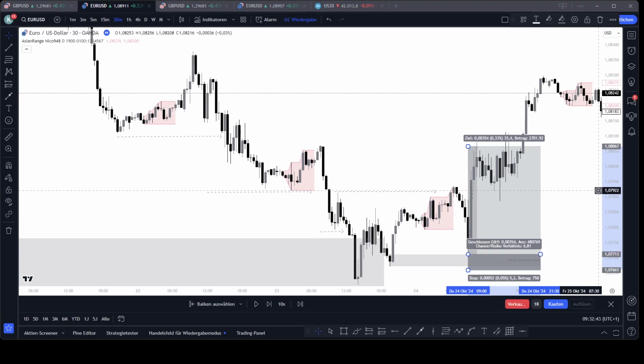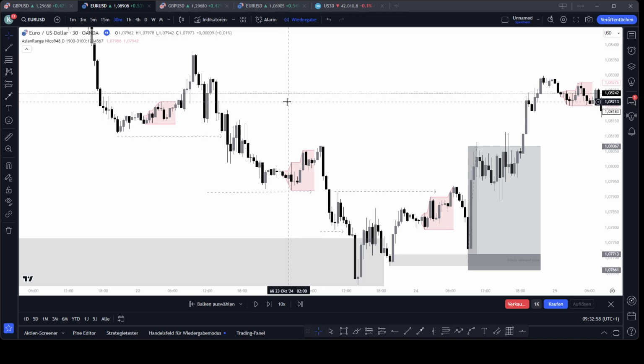Today, I'll be doing a trade recap on EURUSD. This was a trade taken on the 30-minute demand zone. It was a 6.81 risk to reward trade. It was a profitable trade, guys, as you guys can see. Basically, I'll be doing the trade breakdown.